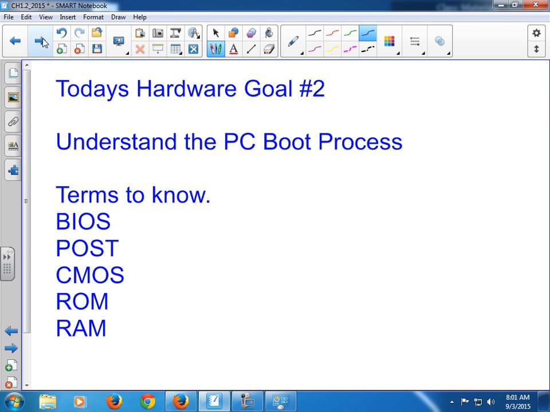And then we're going to move on to this, which is talking about how the PC boots. Today's goal is to understand how the PC boots. We're going to talk about some of the hardware components on the motherboard during this section, and we're going to learn what all those terms mean when we talk about the PC boot process.